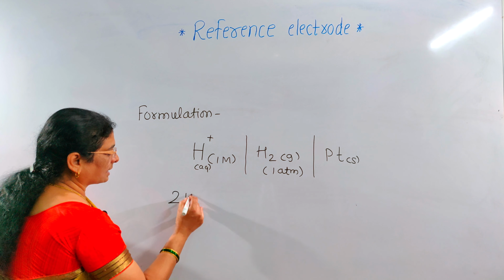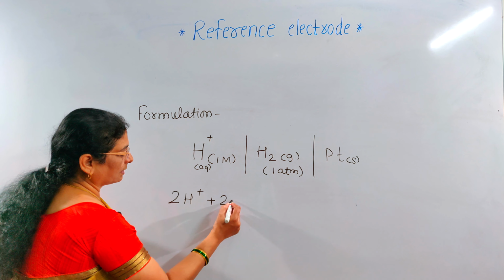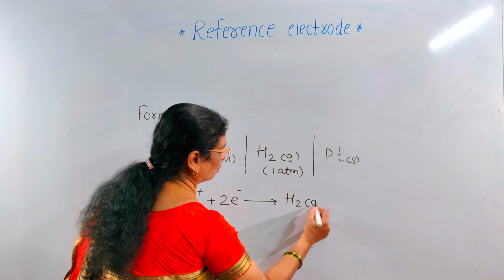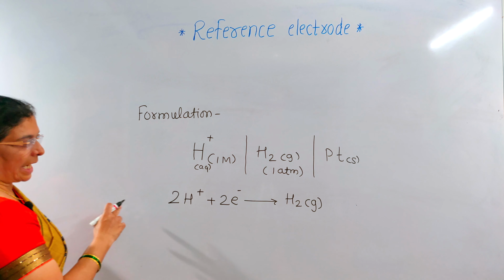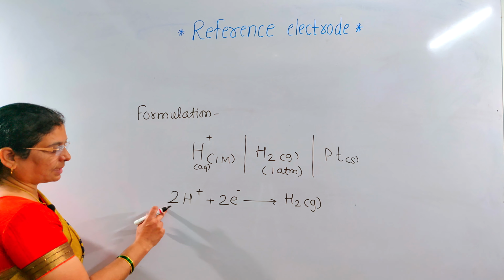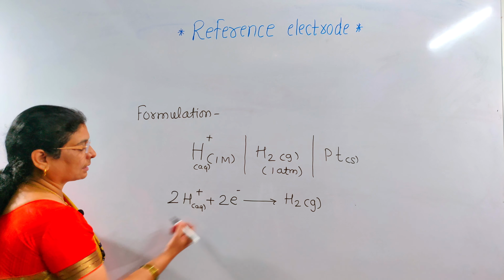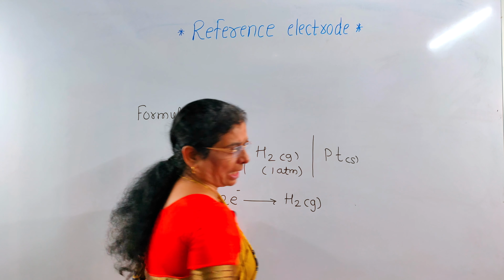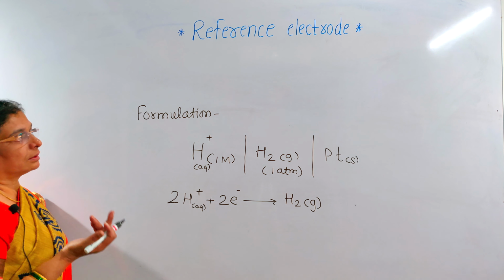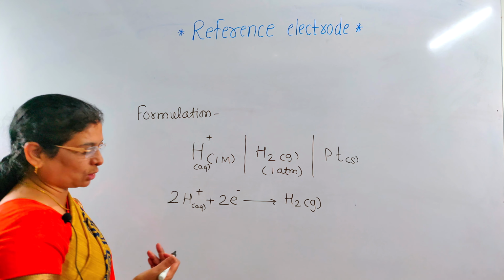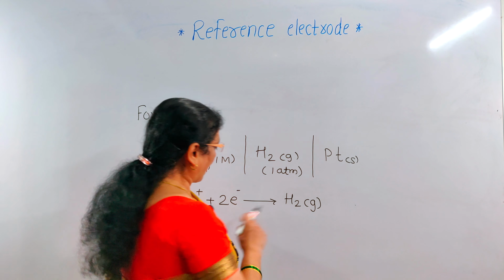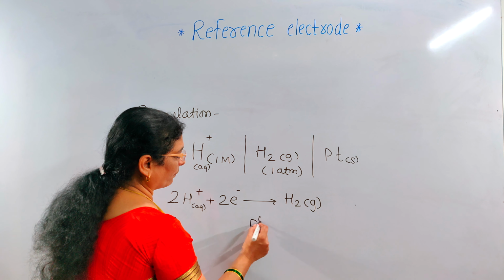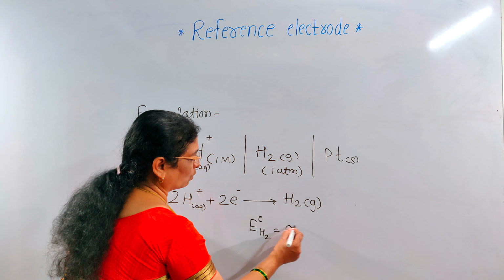Which is the reaction which takes place in this electrode? Now H plus ions are there. By accepting the electrons, these ions are converted into H2 molecules. So the reaction which takes place in this electrode can be represented like this: 2H plus aqueous plus 2 electrons gives hydrogen gas. Which are the advantages of this standard hydrogen electrode? Now, by using standard hydrogen electrode as reference electrode, you know that E0 of H2 is equal to 0 volt.